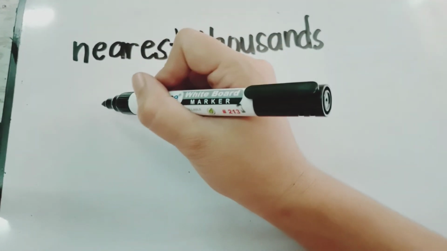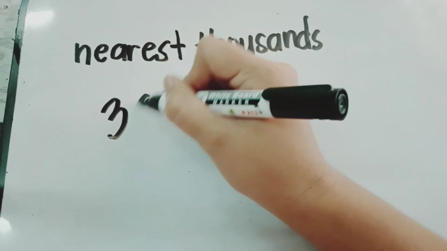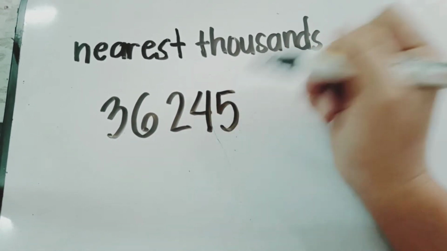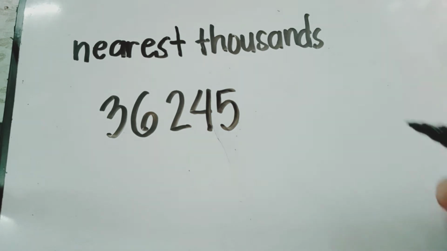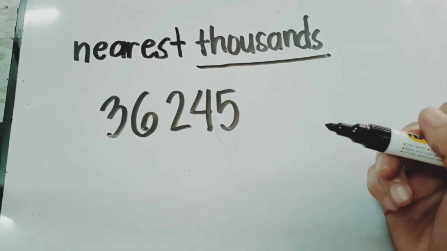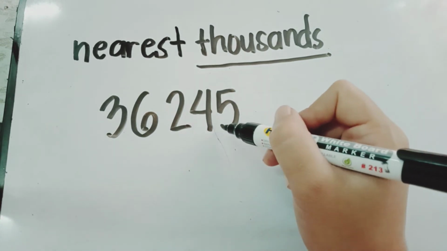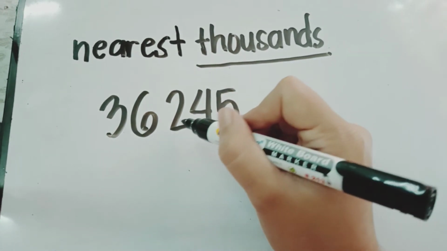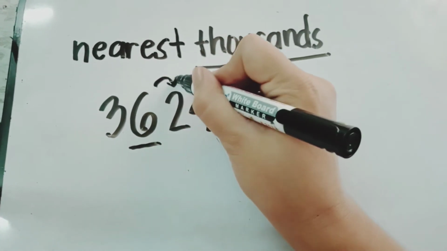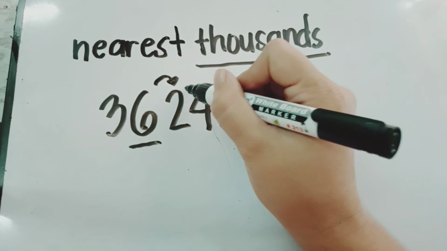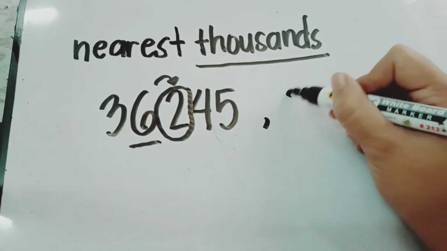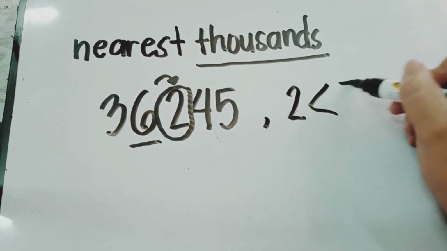Next, rounding off numbers to the nearest thousands. So let's use again the same number. We have 36,245 and we will round it off to the nearest thousands. So let's take a look what digit falls under thousands place value. So the digit under thousands place value is 6 and the number right next to 6 is 2. 2 will be the basis of our rounding off.